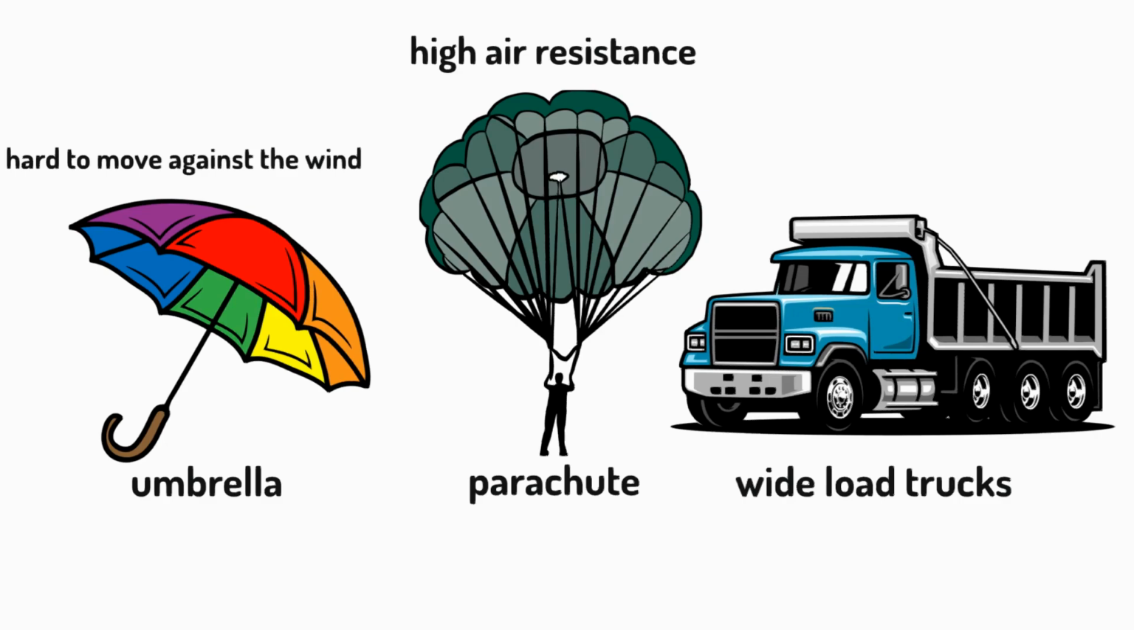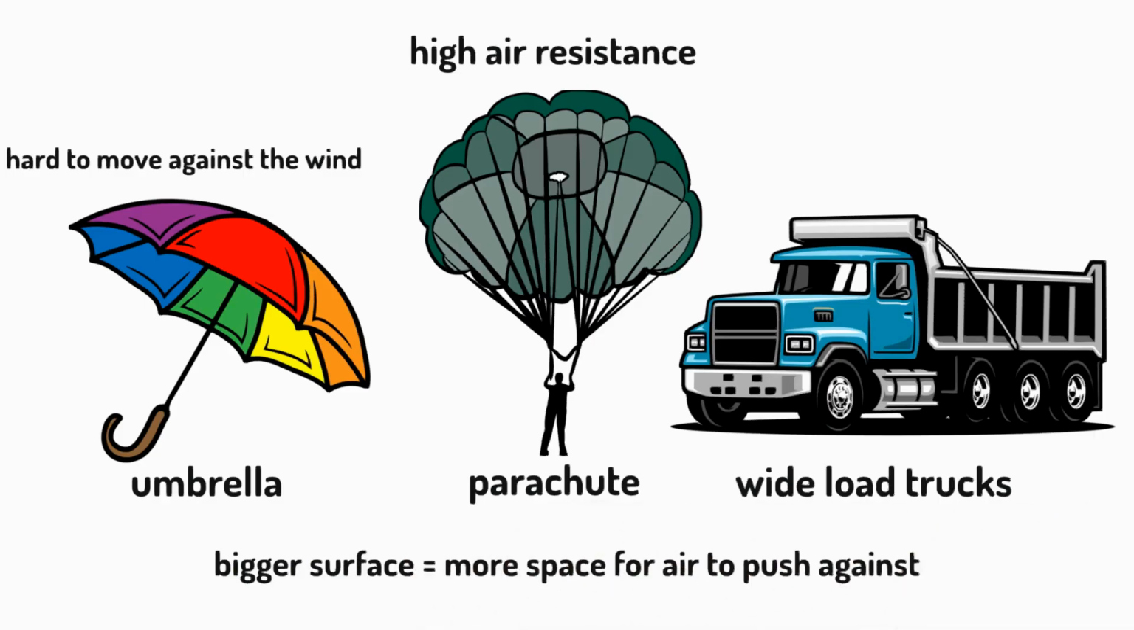All of these objects have a large surface area. Their bigger surface means more space for air to push against. So this creates more air resistance and slows down these objects quite a bit.